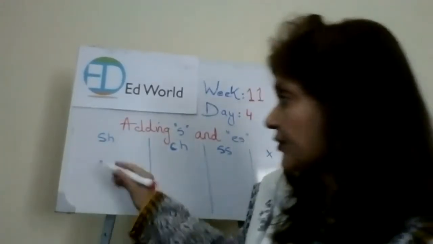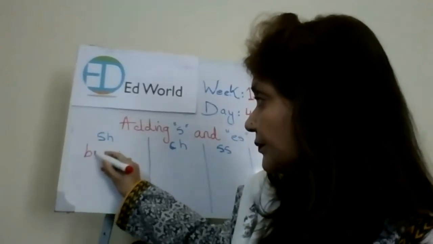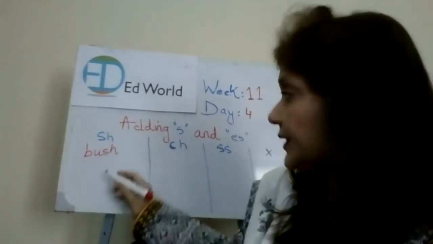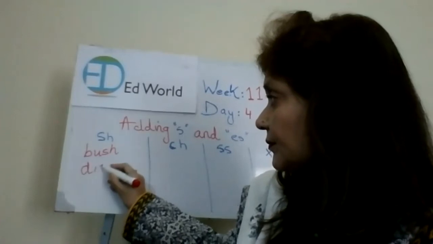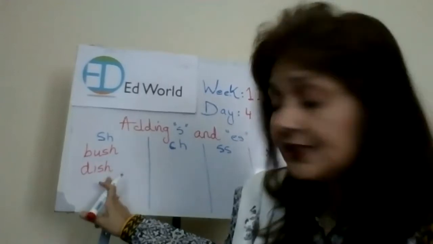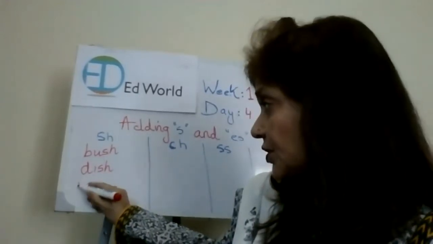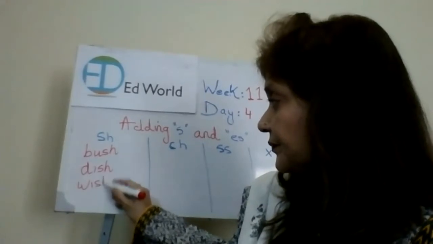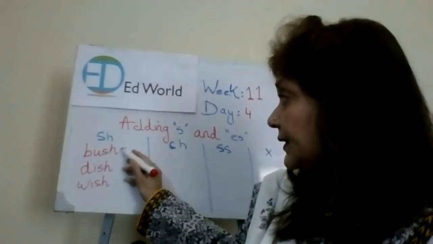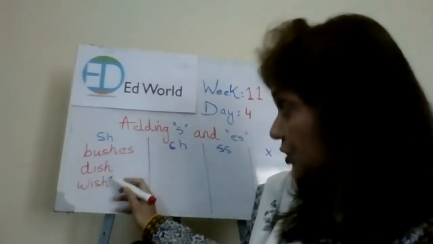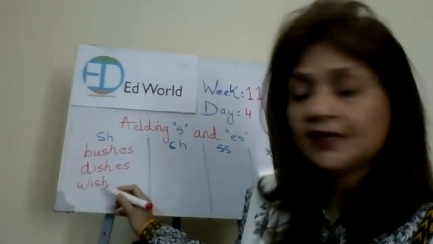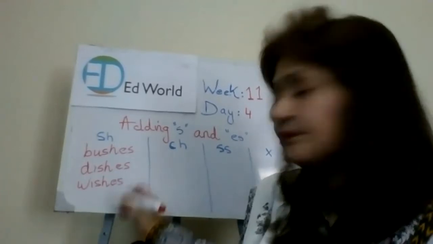Like suppose we have bush. And the other word is dish, right? These are the words that end with sh, and the other word is wish. How are we going to make them plurals? We will add es. Bush will become bushes, dish will become dishes, and wish will become wishes. Got it?